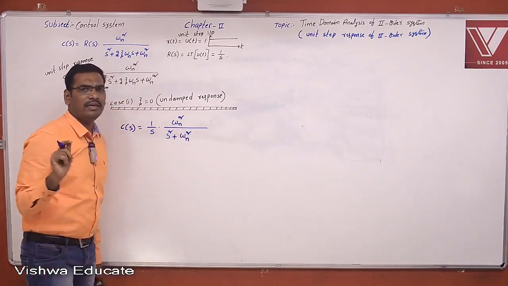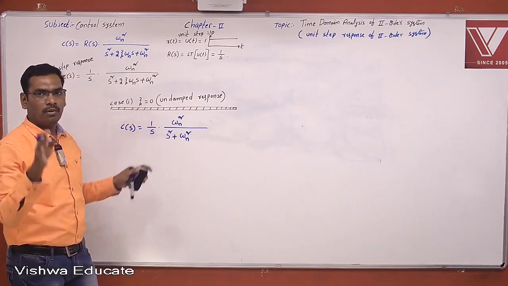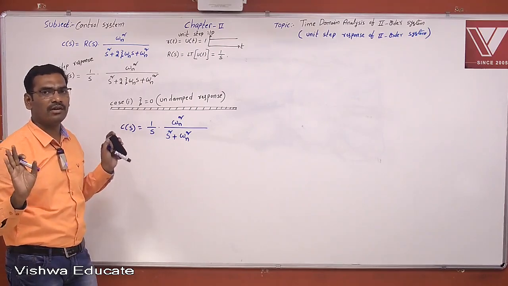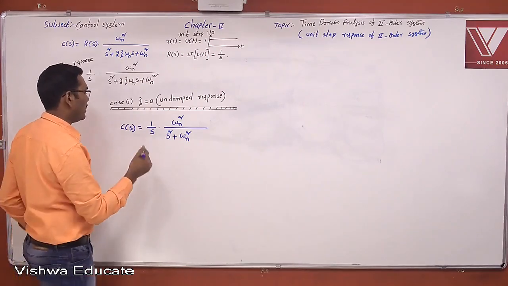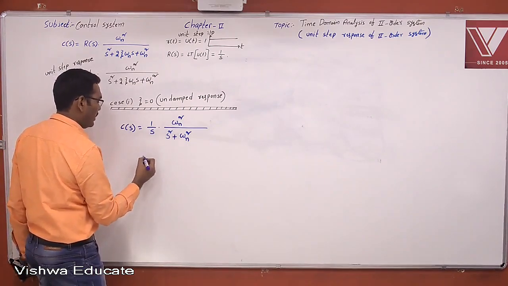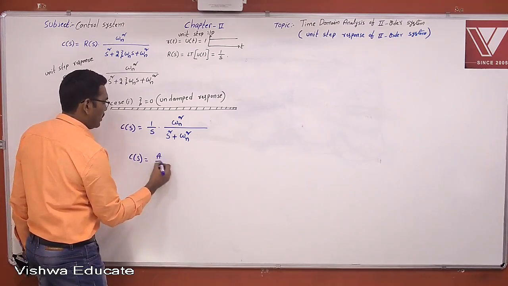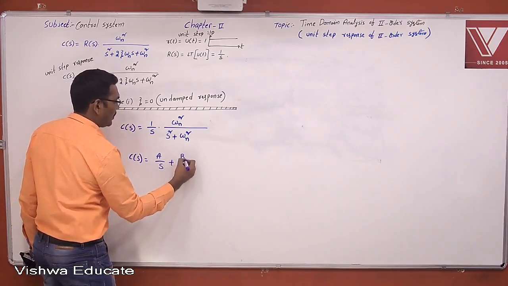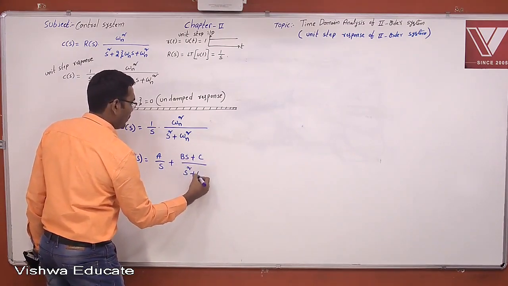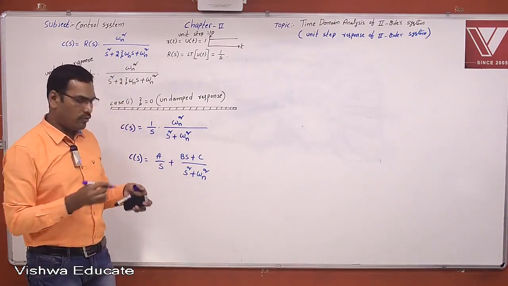Now don't do any partial fractions or any sort of thing. You know that when zeta is 0, the pole is on the imaginary axis. When the pole is on the imaginary axis, there is only a sine or cos term, because there is no real part. That you can write directly. Therefore, don't do partial fractions. A value, B value is not required. C of s equal to A by s plus Bs plus C by s square plus omega n square, all these things are not required. They are not at all useful to us.